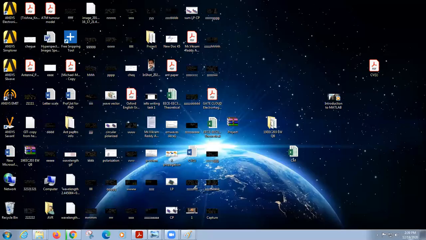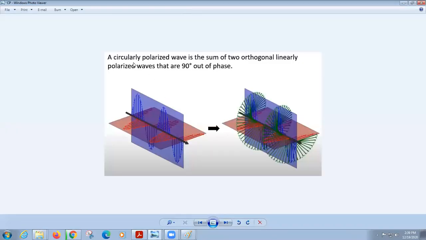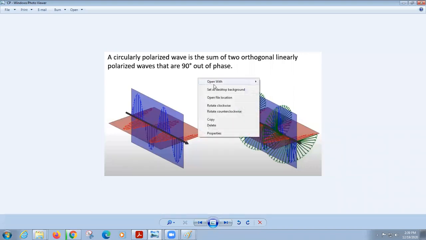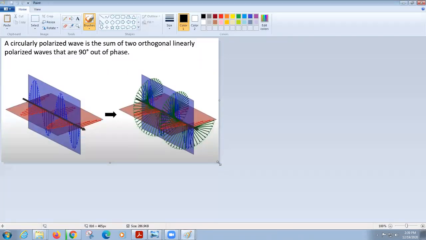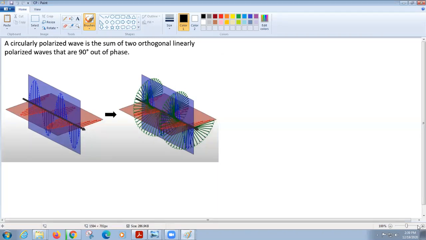And now we'll go for the next one. You see, a circularly polarized wave is the sum of two orthogonal linearly polarized waves that are 90 degrees out of phase. You try to understand this. It is no big deal. For example, let me take black. At this point, this is my EA component, and this red one you're seeing over here is my EB component.